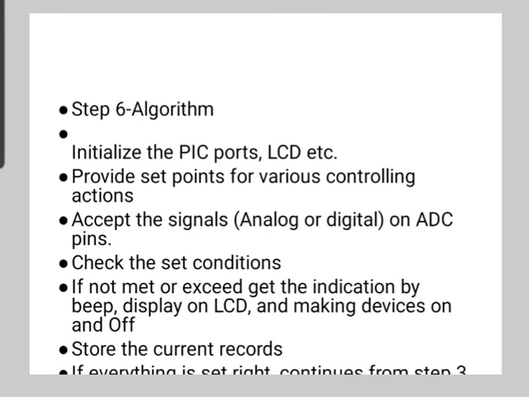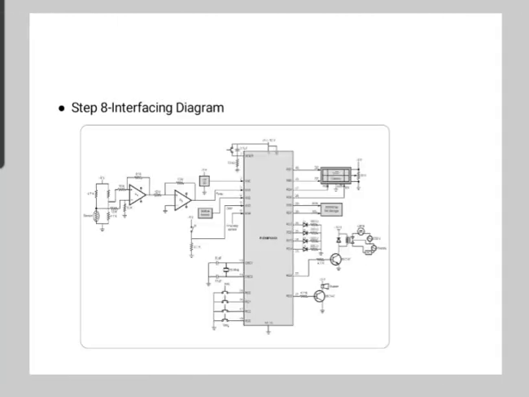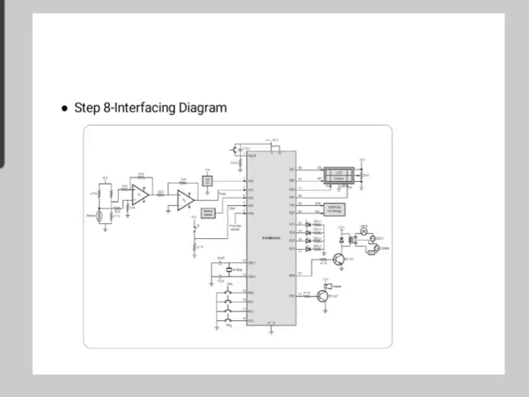Now the next step is the algorithm. So we have to initialize the PIC port and LCD first, then provide the set point for various controlling actions, then accept the signal, which may be analog or digital. Then we have to check the set conditions. If they are not met or exceeded, then get the indication by the beep, display on the LCD, and switch the device on and off. Then store the current element. If everything is set right, then continue to step 3. And the last is the flow chart. And this diagram shows the interfacing diagram.